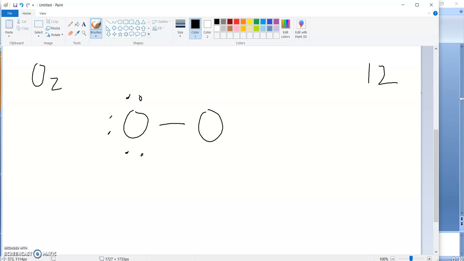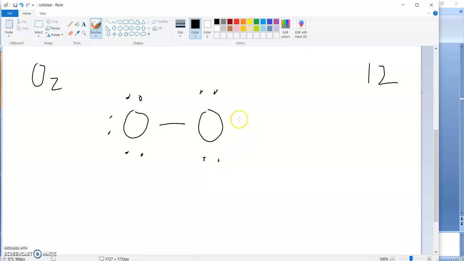Okay, so 10, 12, wouldn't matter which side I put them on. I like keeping it symmetric, but I could have put them on the side, it wouldn't have mattered. I've used all 12 electrons, but notice this oxygen on the right is coming up short. It has 2, 4, 6 electrons around itself, and remember they all want 8.